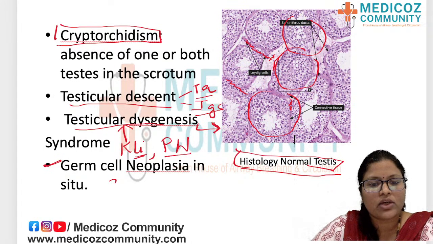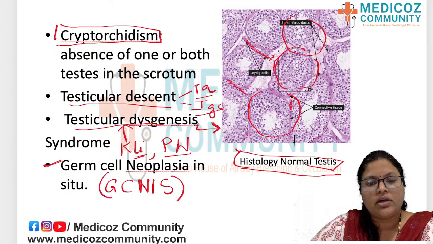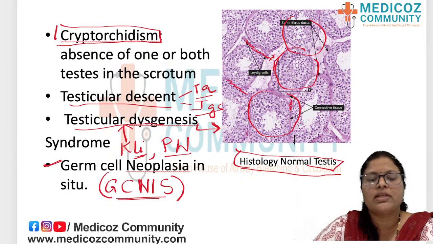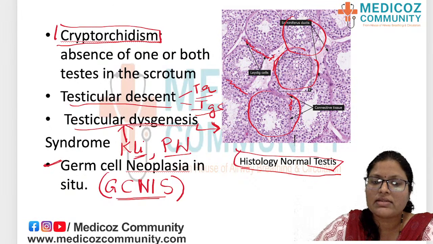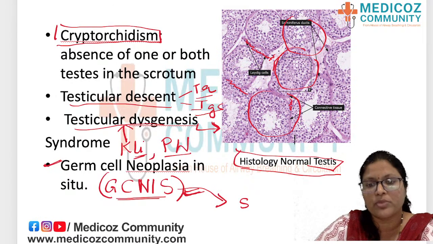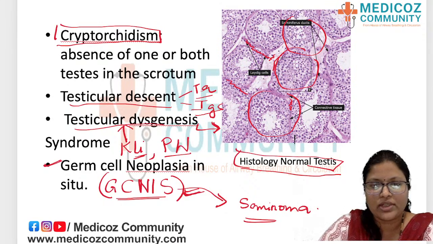One more important thing that you need to know in these cryptorchid testes is they are more prone for something called germ cell neoplasia in situ. This is the standard term used, GCNIS. It stands for germ cell neoplasia in situ. So yes, these undescended testes are more prone to this, and this can further lead to seminoma or other germ cell tumors. So that is something you need to know.